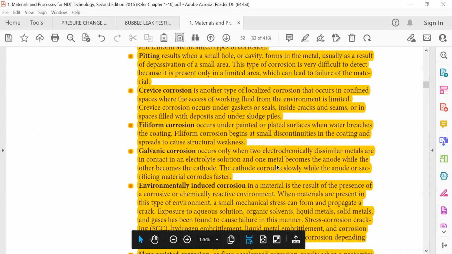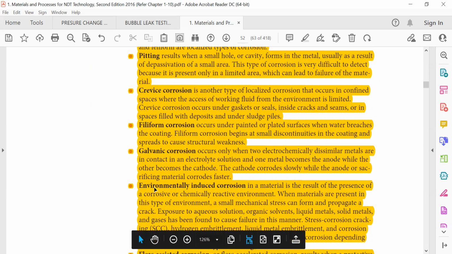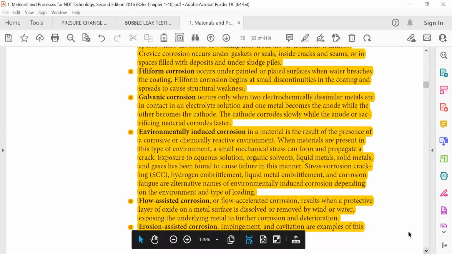So, like zinc and steel, one becomes the anode and one becomes the cathode. The cathode corrodes slowly, and the anode, the sacrificial anode, that is zinc, corrodes faster. Environmentally induced corrosion is the result of the presence of a corrosive or chemically reactive environment, like salt water, brine water.